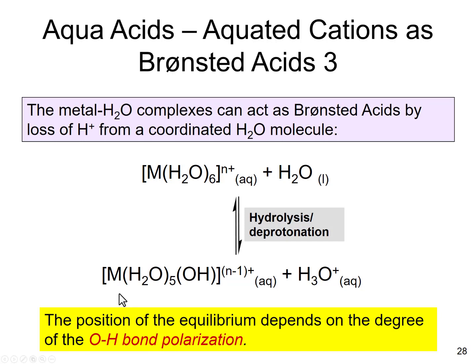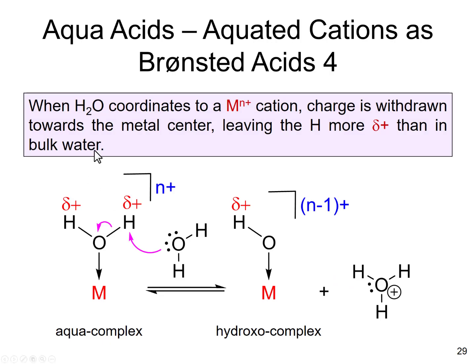So you can imagine that the larger the positive charge of the metal ion, the stronger will be your aqua acid. Now this slide demonstrates that again, and we can conclude when water coordinates to a Mn+ cation, the charge is withdrawn towards the metal center, which means the negative charge of the oxygen atoms, right? And therefore the OH bond is polarized, leaving the hydrogen atoms of the water molecule with a greater partial positive charge than in the water molecule which is not bound to a metal cation. So this is demonstrated here.